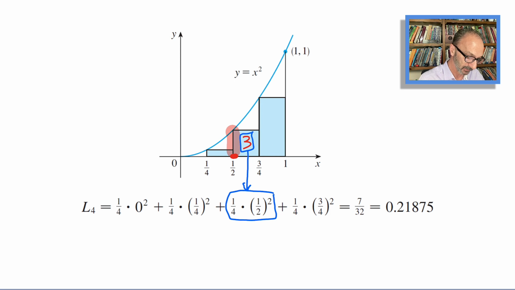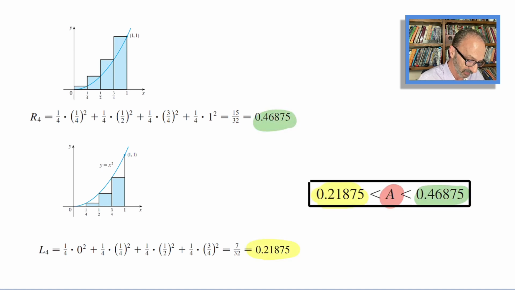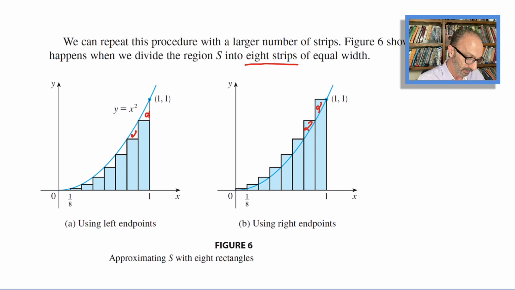Now what we notice from here is the right Riemann sum is an overestimate and gave me this much. The left Riemann sum is an underestimate because we're losing area, and we got this much. Our area should be in between, and that's what we have. So the actual area should be less than 0.46 and greater than 0.21875.